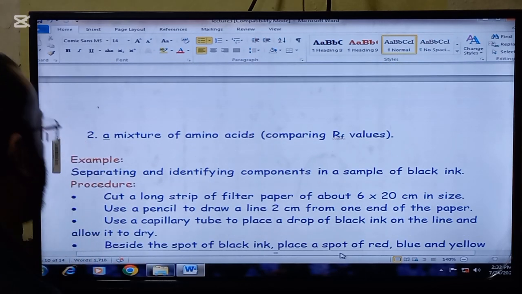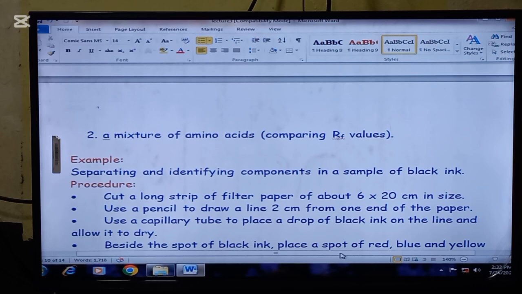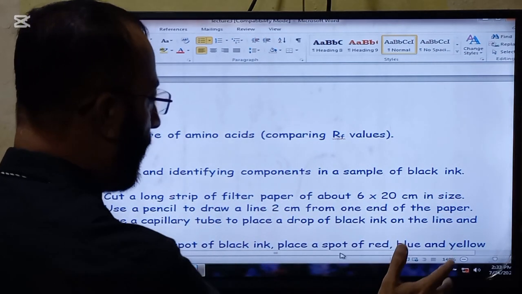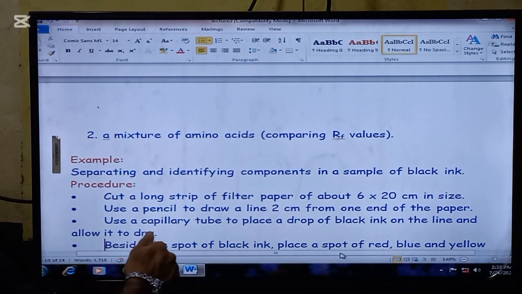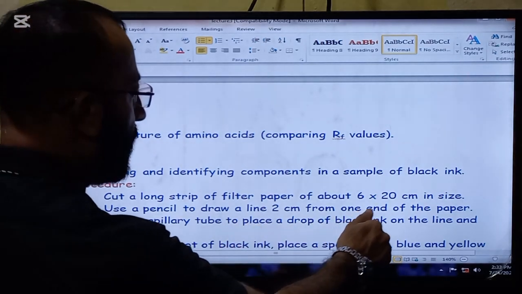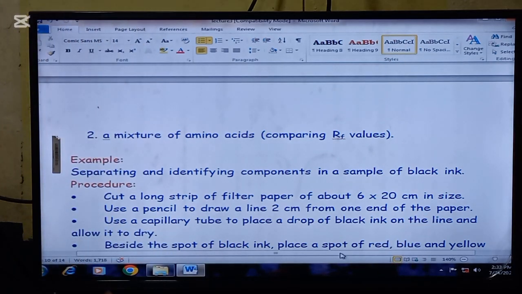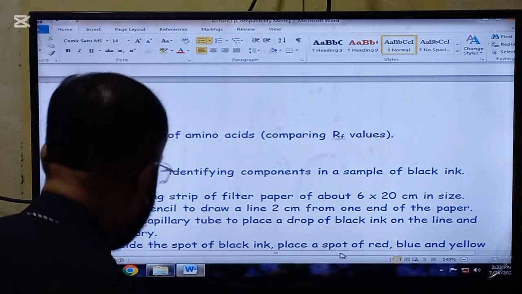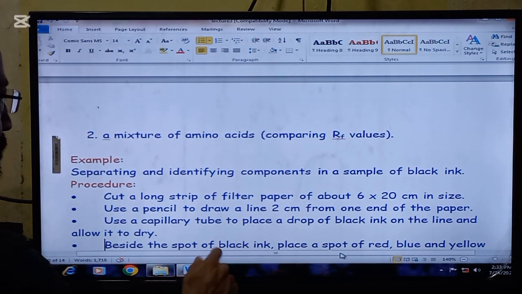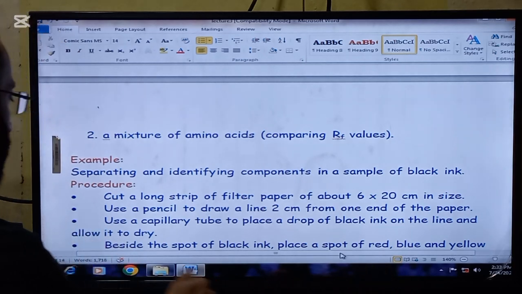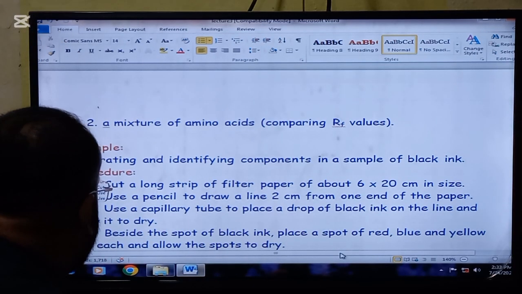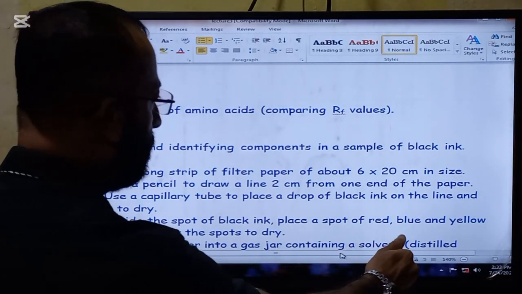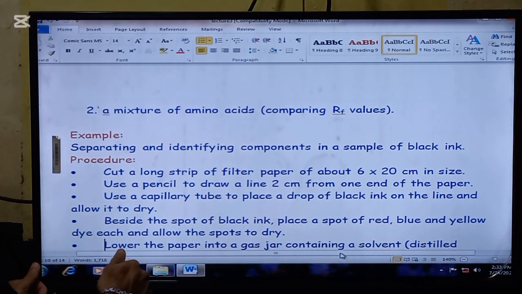Here we are going through an example which will explain how to separate and identify the components in a sample of black ink. Cut a long strip of filter paper about 6 by 20 centimeters in size. Use a pencil to draw a line 2 centimeters from one end of the paper, and use a capillary tube to place a drop of black ink on the line and allow it to dry. Beside the spot of black ink, place a spot each of red, blue, and yellow dye, and allow the spots to dry.